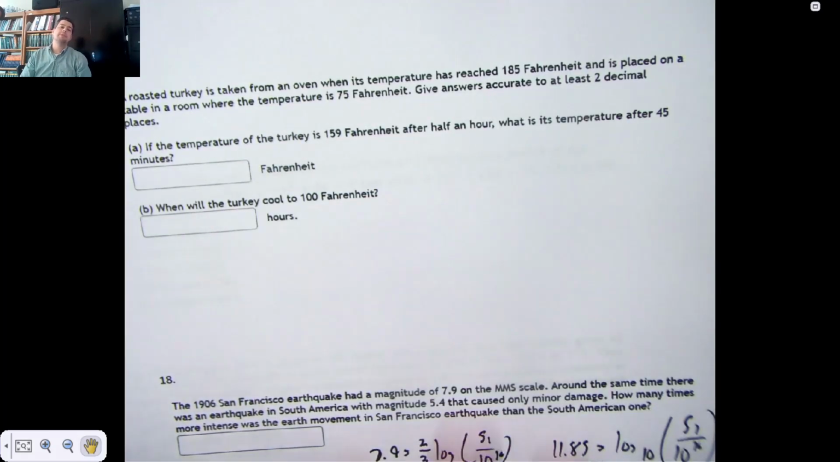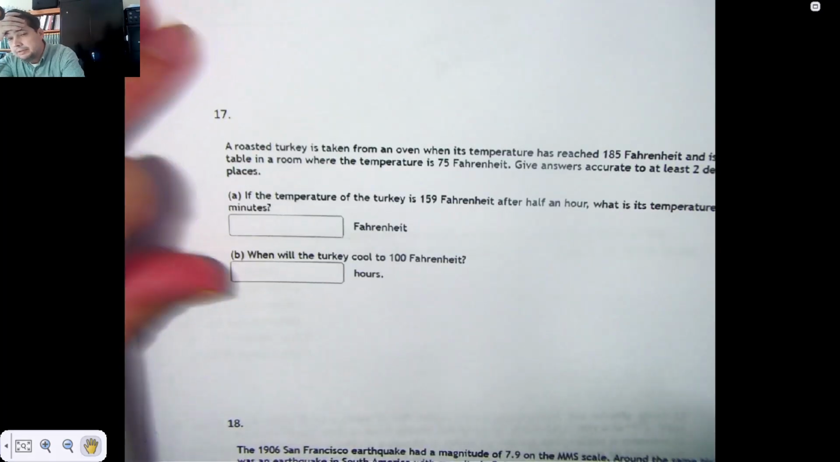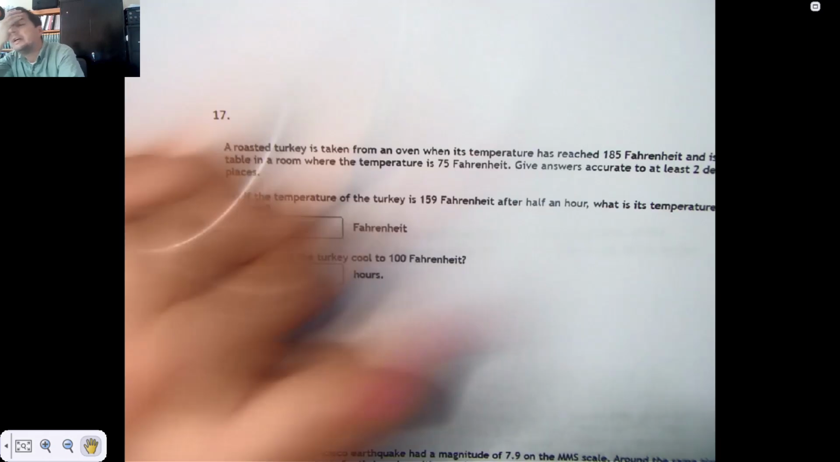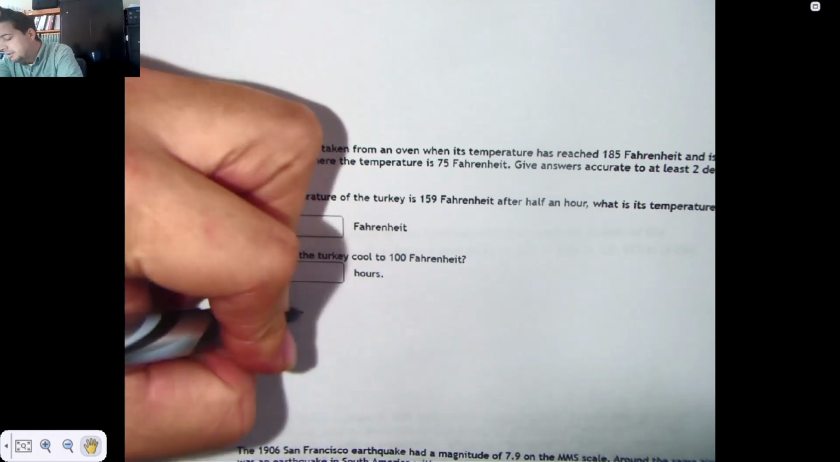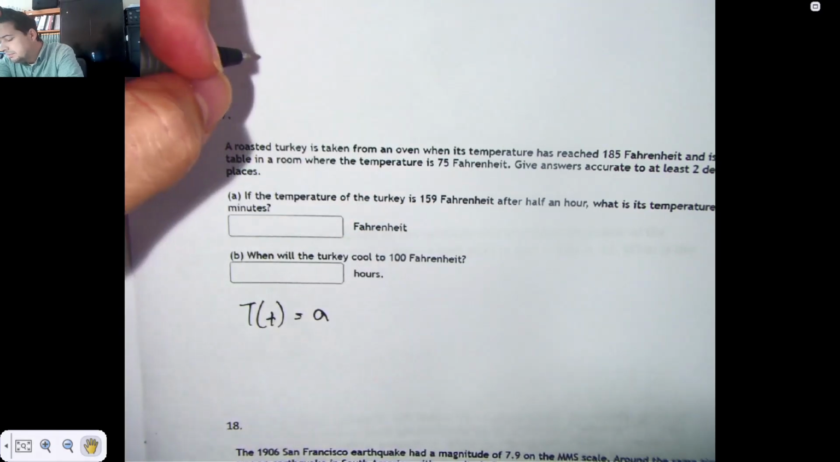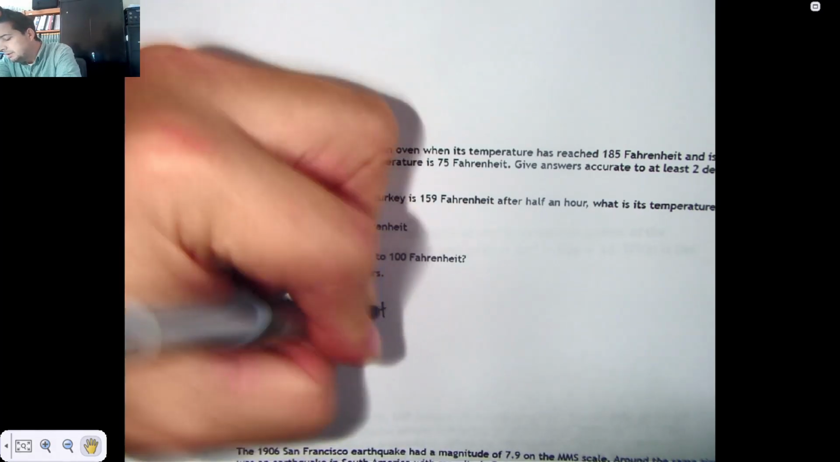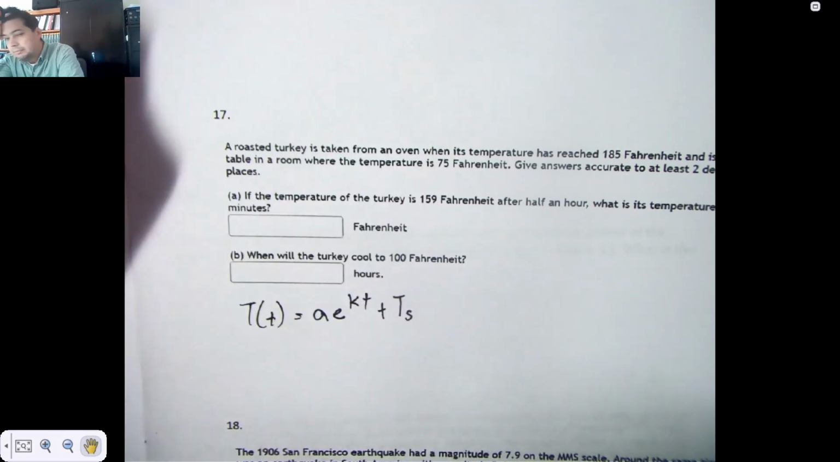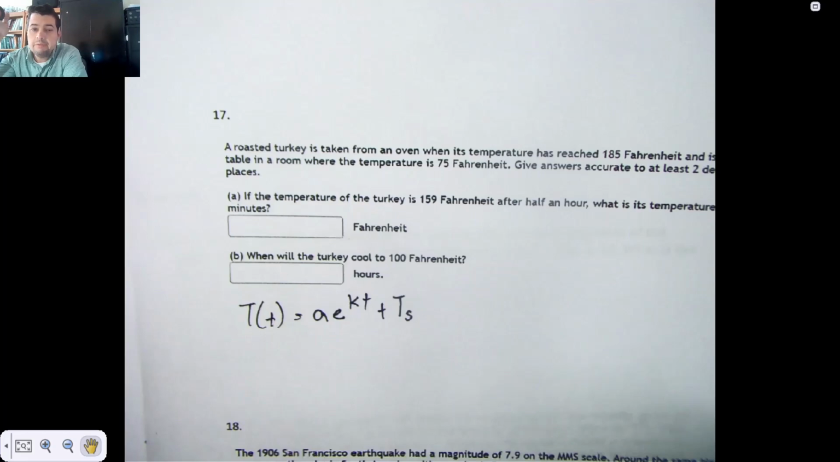All right, 17. Ooh, it's Newton's law of cooling. A roasted turkey is taken from an oven. All right, so Newton's law of cooling. How is your book teaching that? Your book is teaching this: temperature at time t is some constant that is dependent upon room temperature, e to the kt, plus the temperature of the surrounding medium. That's how your book teaches it, I believe.